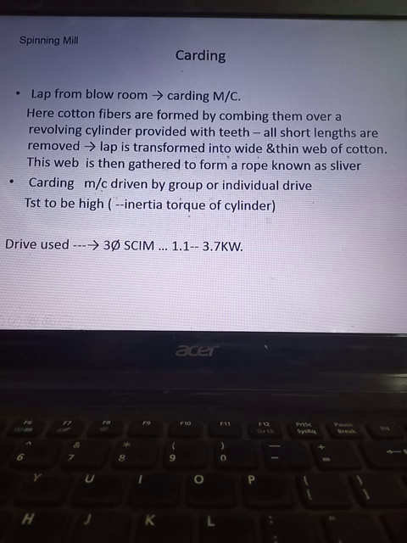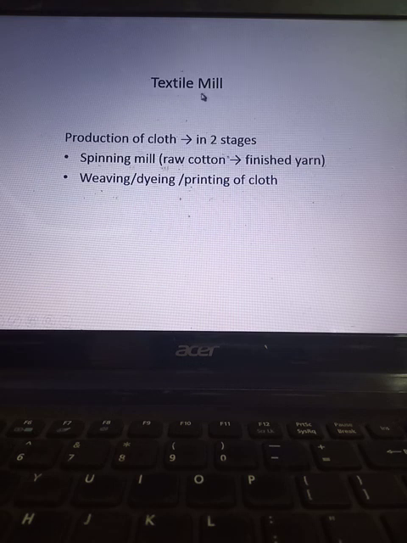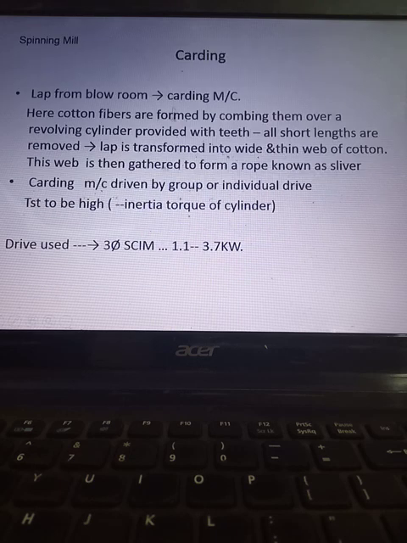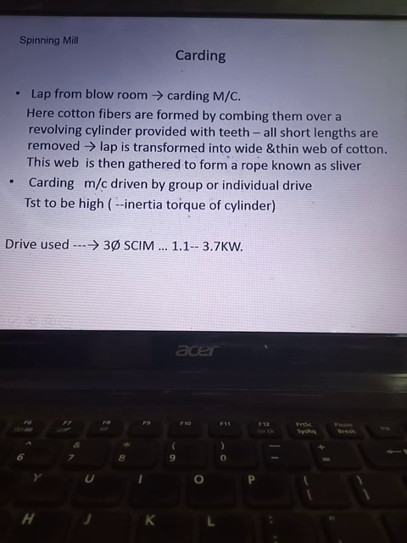Next we will go to the next part. In the spinning mill, the first part is picking. The second part is carding. So we got in the first stage the laps. Next, those laps from the blow room are taken to the carding machine. This process is called carding.